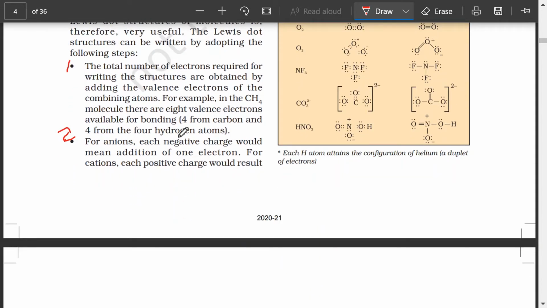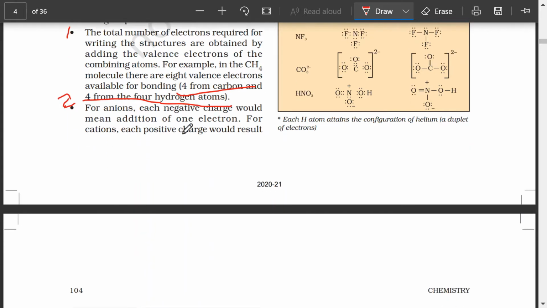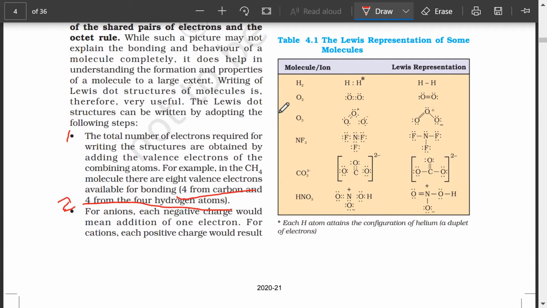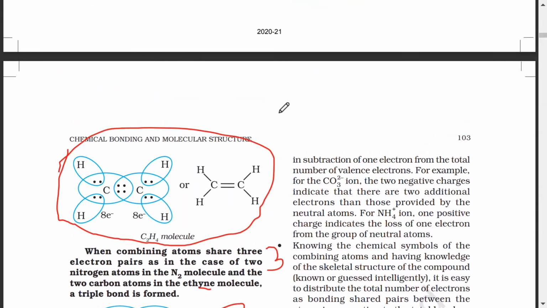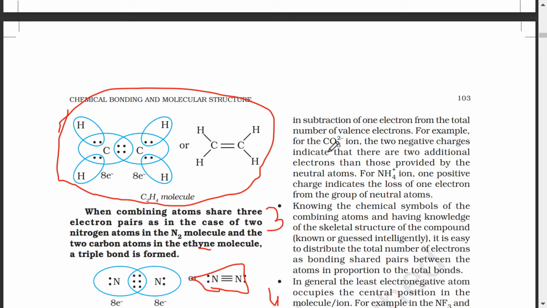So what this wants to say is that when CH4 forms a bond, 4 electrons are given by carbon and 4 electrons are given by hydrogen, so they form a bond. These 4 electrons which come from hydrogen are from 4 atoms of hydrogen. For an anion, each negative charge would mean addition of 1 electron. For a cation, each positive charge would result in subtraction of 1 electron from the total number of valence electrons.